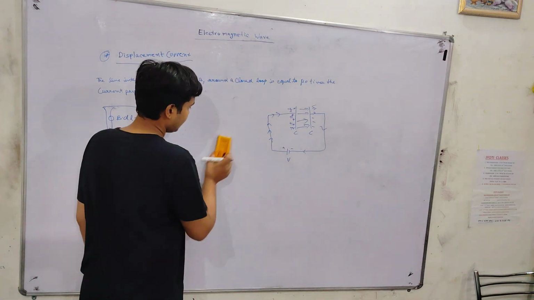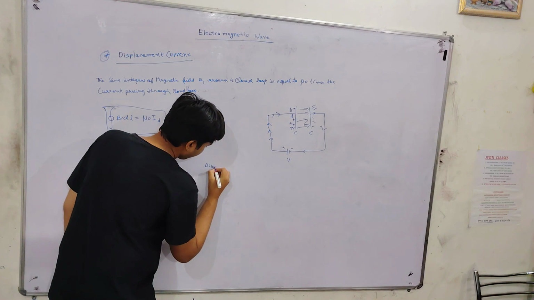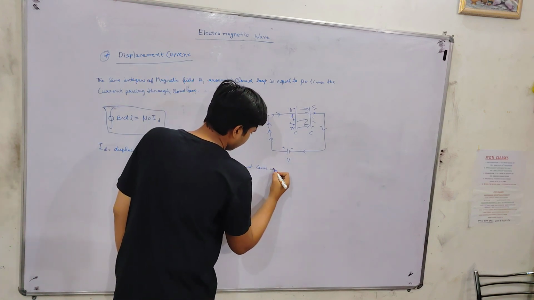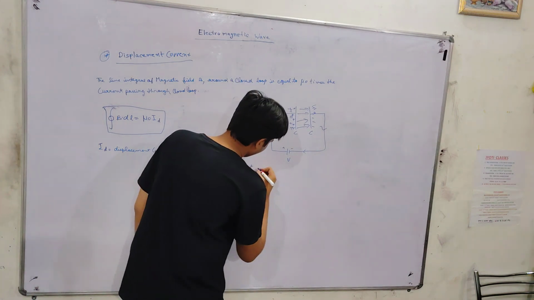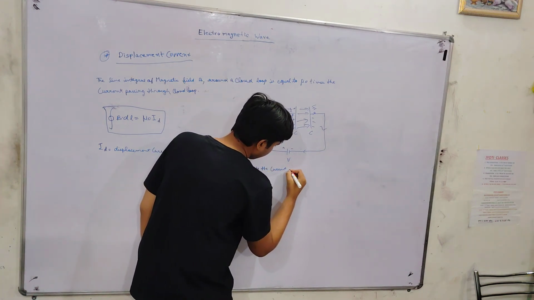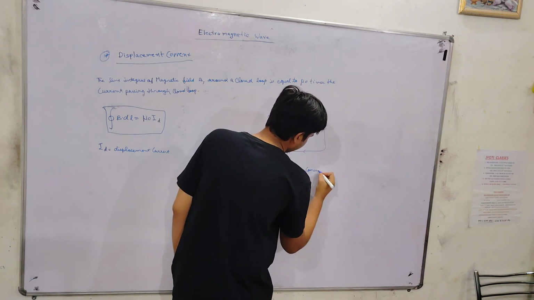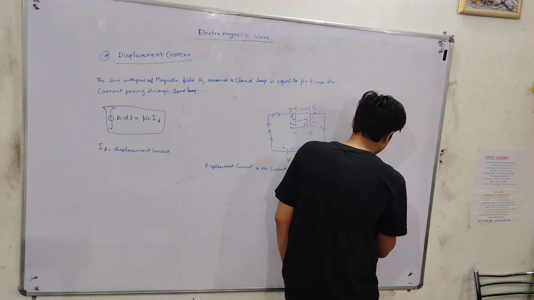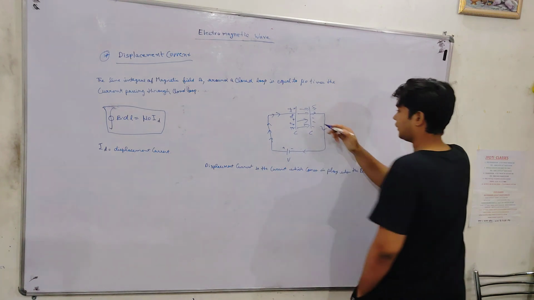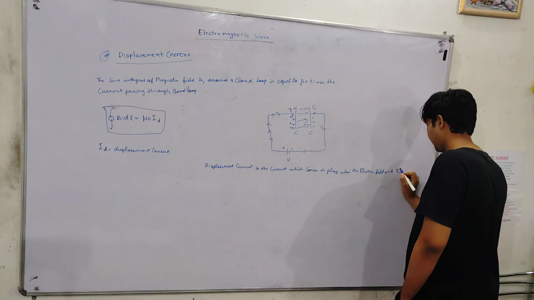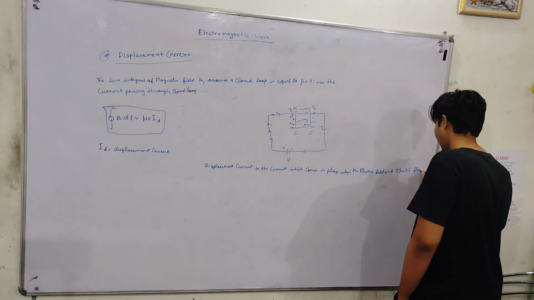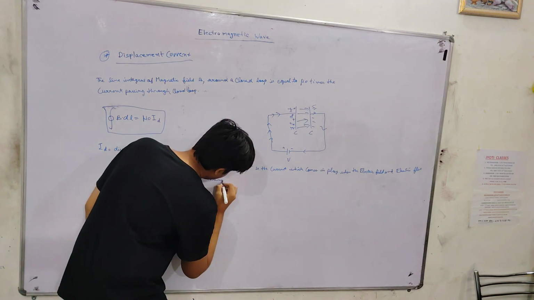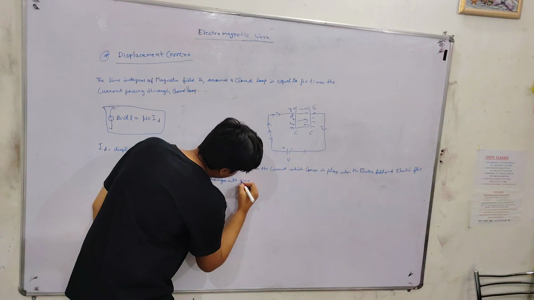The definition of displacement current can be written as: displacement current is the current which comes into play when the electric field around the capacitor and the electric flux change with time. Here the electric flux is changing.